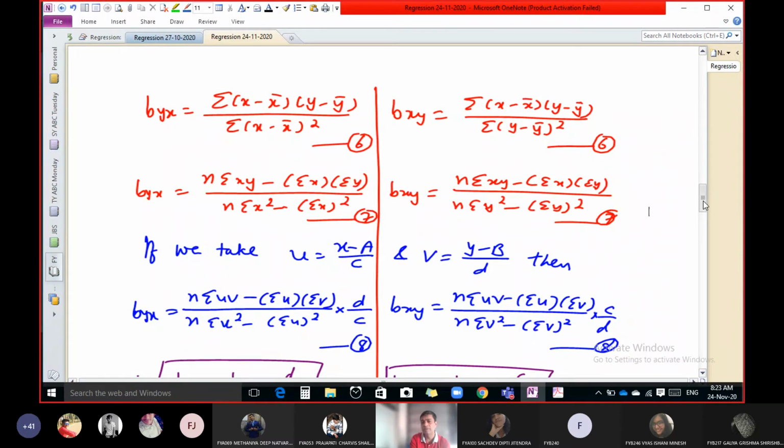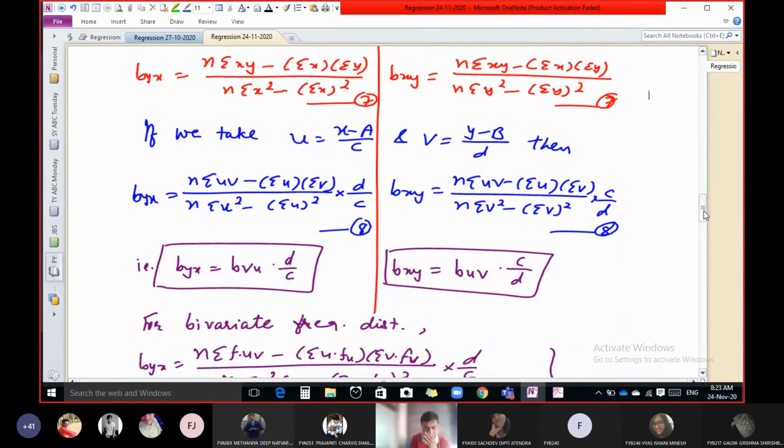Now once again, if you remember one of the properties of correlation: correlation is independent of change of origin and scale, whereas regression is independent of change of origin but not of scale. Origin means subtracting or adding something, and scale means dividing or multiplying something. So if we multiply or divide something, then we have to write the effect of that in our formula. That is why we multiply by d by c here, and c by d here.